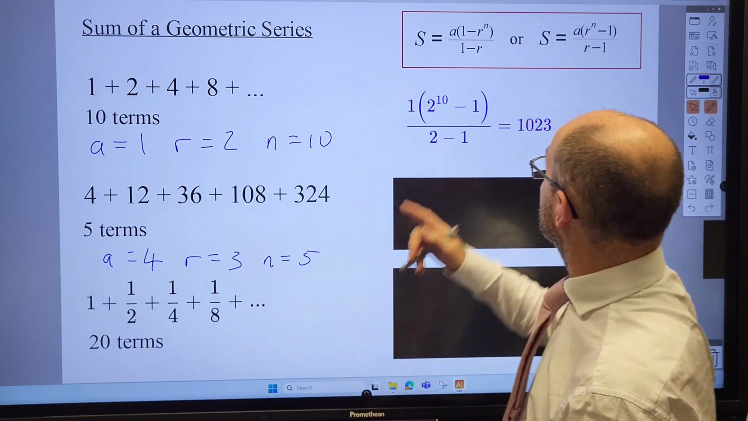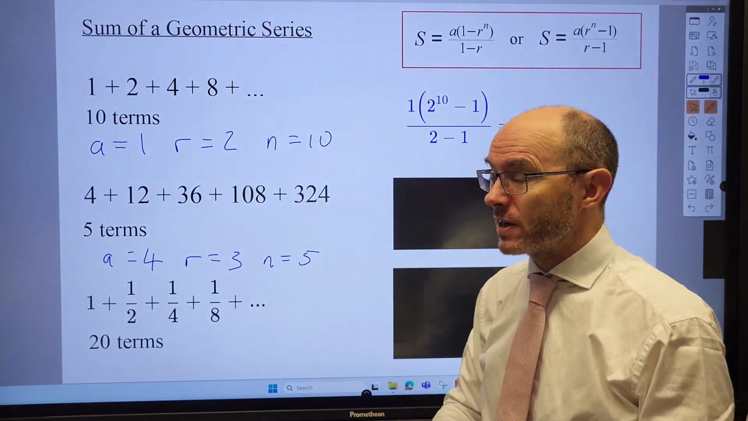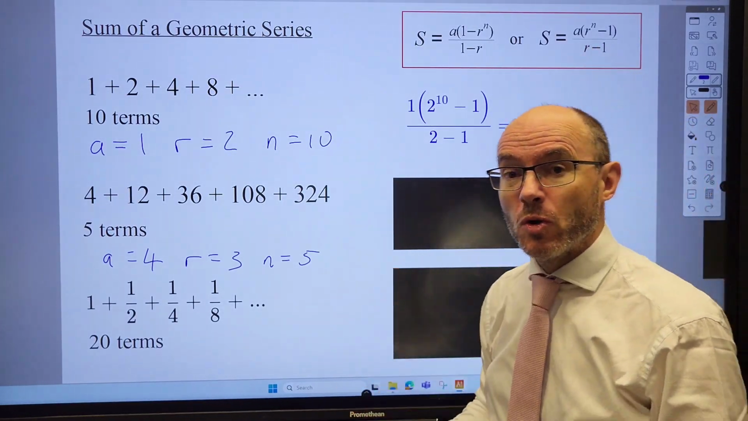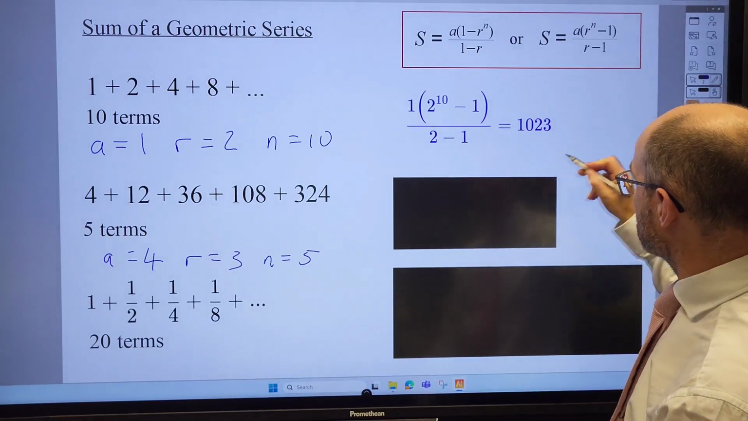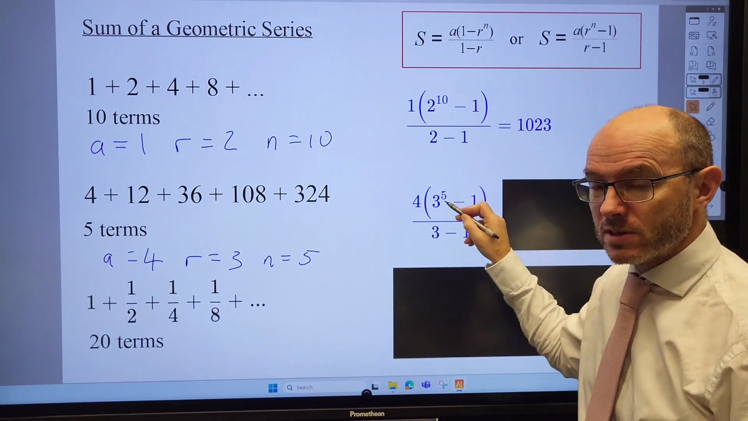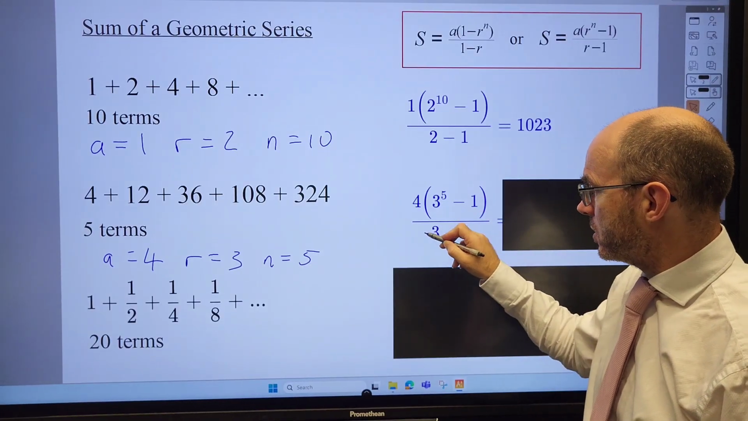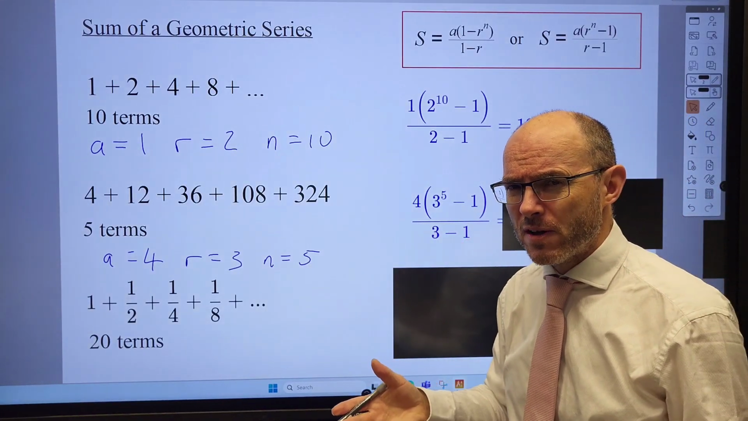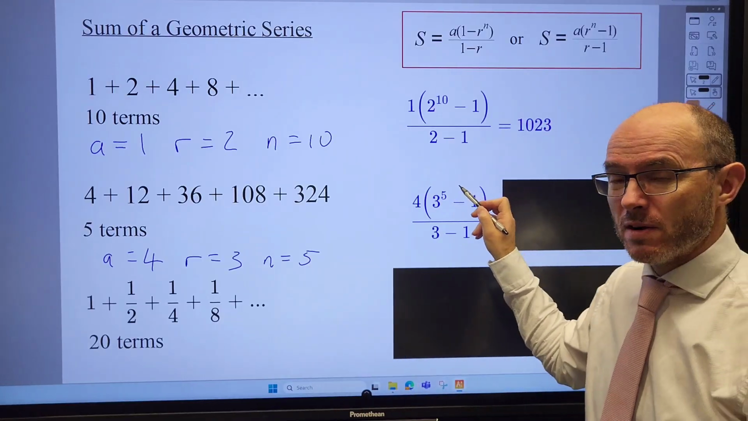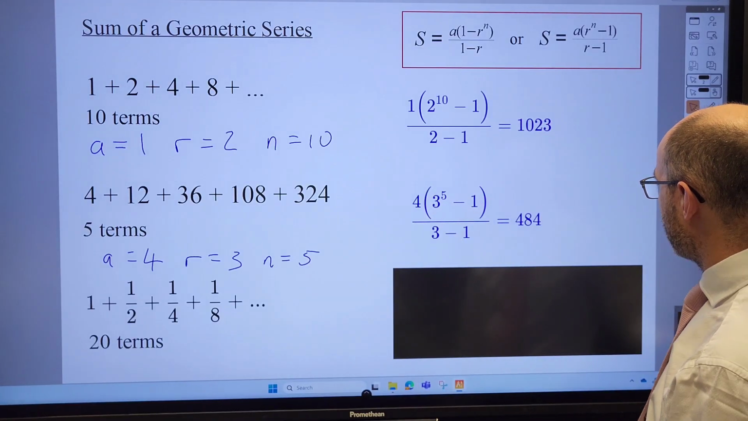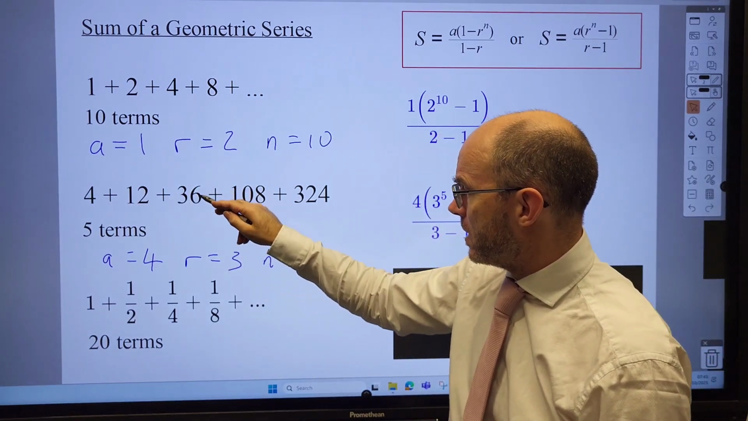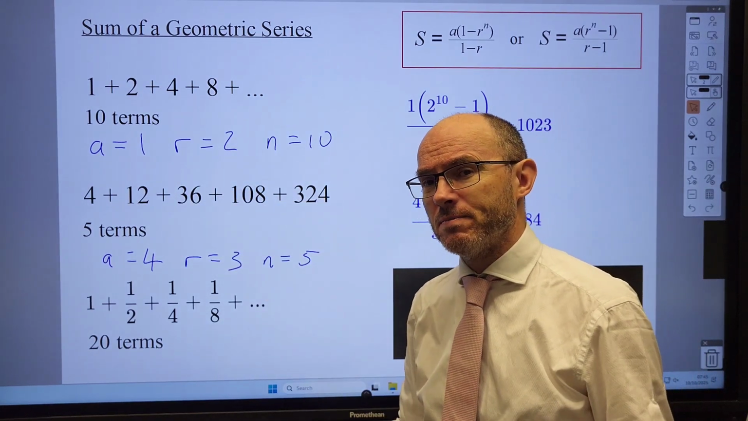So I'm going to use this one again because I'm going to get 3 minus 1 on the denominator. Okay, so using that one again, here we go, you've got 4, which is A, and then 3 to the 5 minus 1 over 3 minus 1. The denominator is just 2. You can simplify it if you wish. 4 divided by 2 is just 2. And then just work out 3 to the power 5, and then subtract 1, and then multiply it. You get 484.